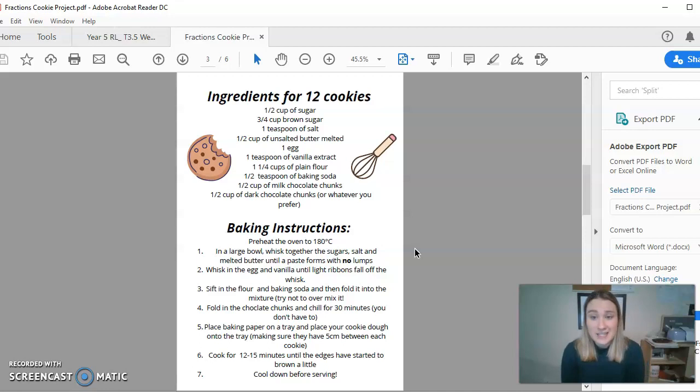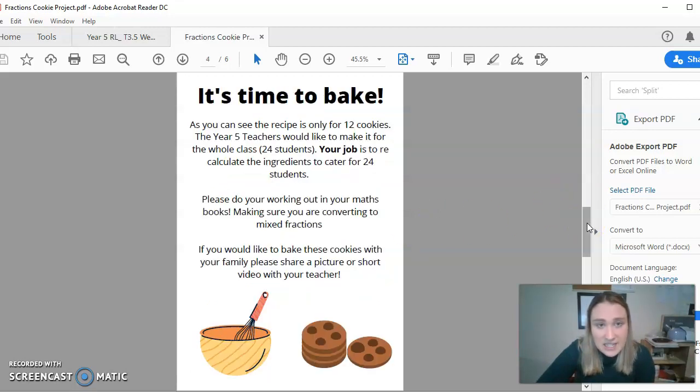This is if you would like to bake your cookies. You do not have to, but it's there for you if you like. This is a really awesome recipe. And on Thursday, so tomorrow, I will actually be conducting a WebEx baking these cookies. If you'd like to join me and watch, that's up to you, okay? So that's your ingredients, and then it's time to bake.